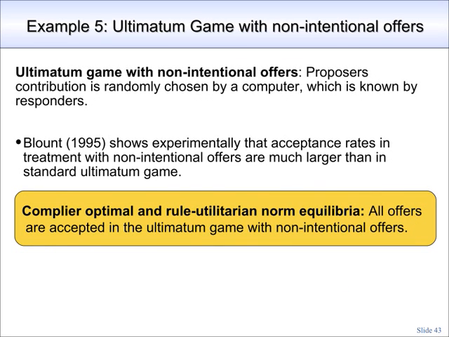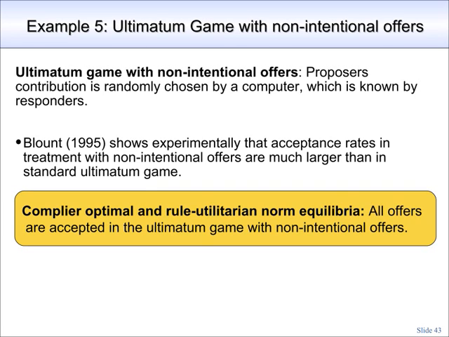Sally Blount compared experimentally a standard ultimatum game with an interesting variation where the proposer's contribution is randomly chosen by a computer, which was known by the responders. She shows that acceptance rates are much higher in the treatment with non-intentional offers, even though some players still rejected offers. For the case of only marginal envy, our model predicts that in every complier optimal and rule-utilitarian norm equilibrium, all offers are accepted in the ultimatum game with non-intentional offers.